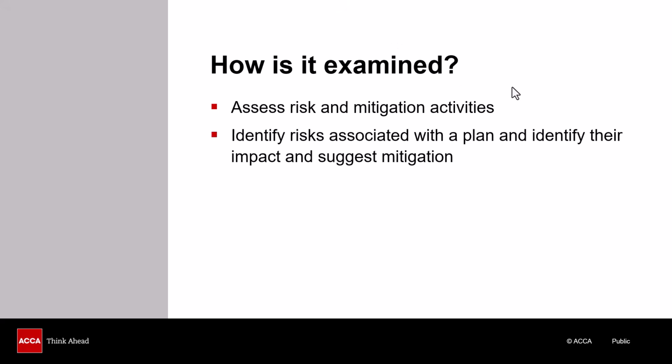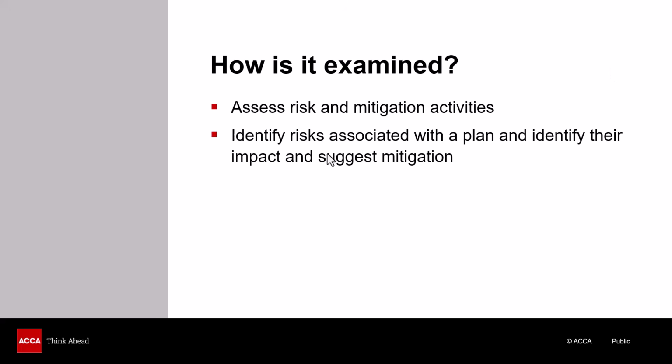Okay, so how is the topic examined typically? Well, so far I've seen it examined in two ways. The first was by far the most common, where the risks have been identified by the organization. They're included in one of the exhibits, along with the mitigation activities for each of those risks. And the question says, tell us whether the mitigation is good enough to control that level of risk, and if not, suggest something else.